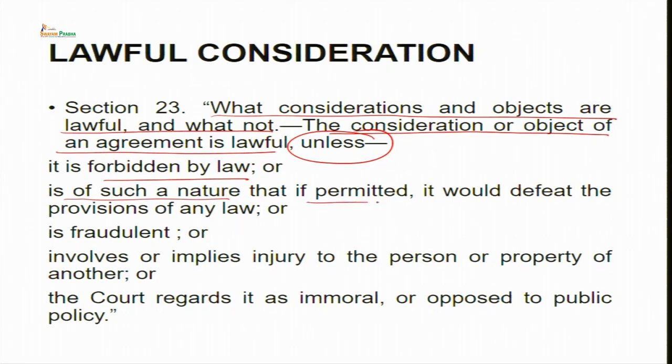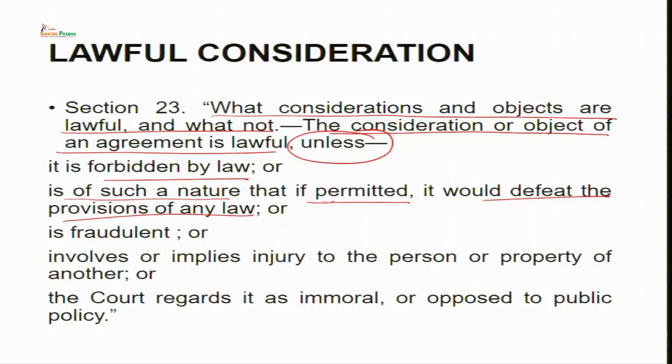It is of such a nature that if permitted, it would defeat the provisions of any law. Here the simplest example you can understand is that, see, if there is a situation regarding some post, some recruitment, some vacancy, some qualifications are listed, right? Some requirements have been stated. Now, consider that you give that particular job, just to make you understand, I'm giving this example, to a person who is not meeting that criteria, right? You enter into a contract with that person. You try to enter into a contract with that person, keeping in mind that there is already a stated criteria under which that job can be given. So, you need to possess all this criteria, right?